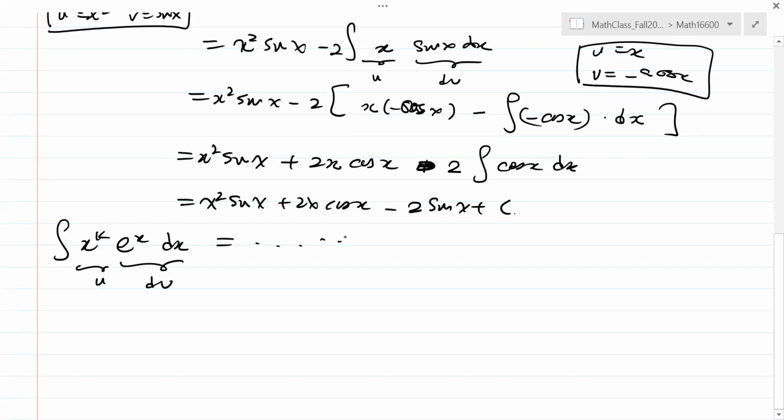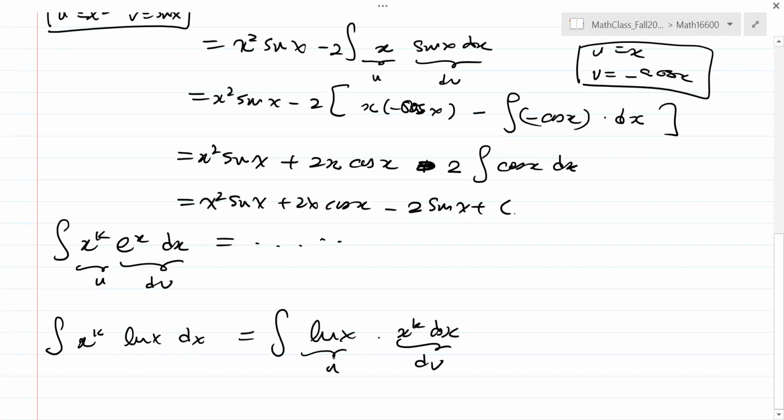Now what is different is this one: x to the power k natural log x. Then this is different, okay? You don't like natural log x, it's harder to find its antiderivative. What you have to do is interchange. This will be dv, and if you differentiate natural log of x, you get 1 over x. That's great. Okay.